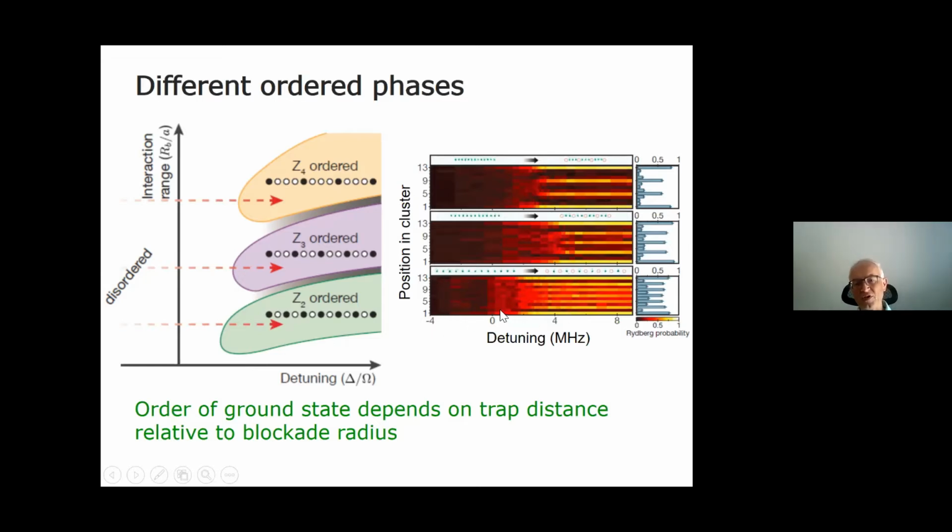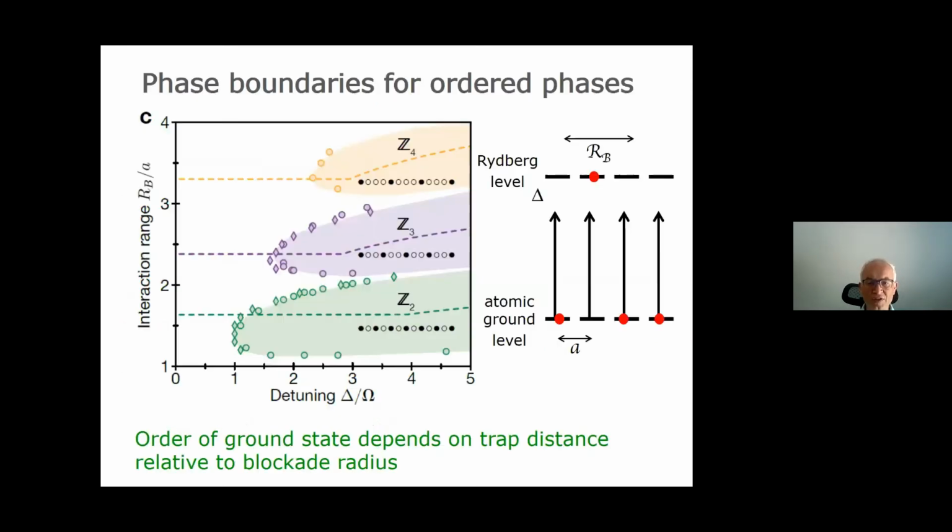So basically we ramp the detuning and then we stop at a certain value, and then we look at the probability of finding the atom in the ground or Rydberg state for a 13 atom array. And so we see this characteristic Z2 order, where every second atom is excited, being evolved, or the Z3 order, or even the Z4 order, where every fourth atom is excited, as we tune across resonance. So this is really a quantum phase transition driven by quantum fluctuations of the phase from one parameter to the other.